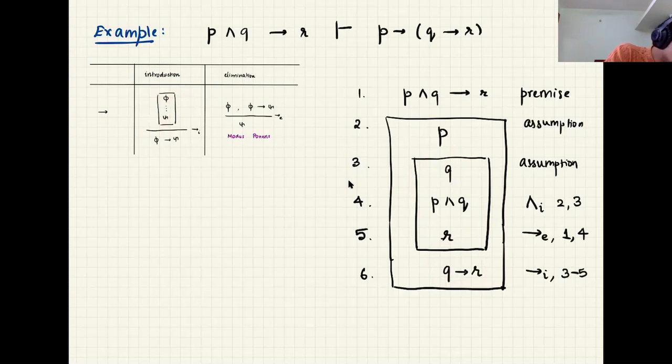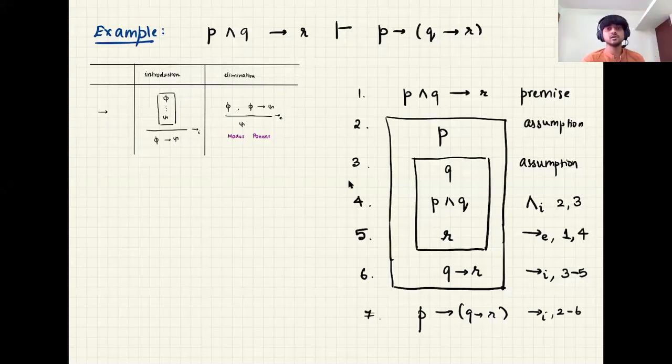Now once again, I look at this box. Starting from P, I have derived Q implies R, and then I can use this rule to say that P implies Q implies R by applying the implies introduction to the statements 2 till 6. This is a new thing that is different from the AND rule: we have an assumption and a context around it. Is this part okay? Have you understood this proof?